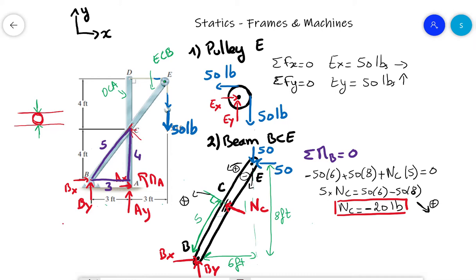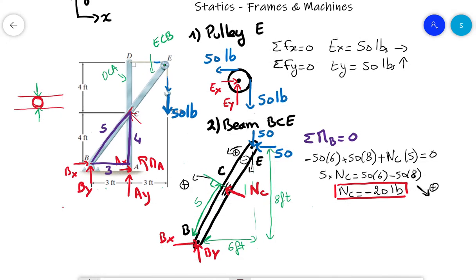Okay, so let's find which one first? Anyway, that's the same. Bx, so sum of the forces on X is equal to 0. Oh, right now, there's something very important there. How do we find the direction of this NC? Okay, let me explain that on the right.